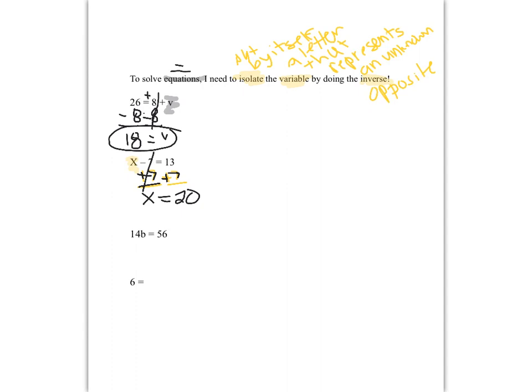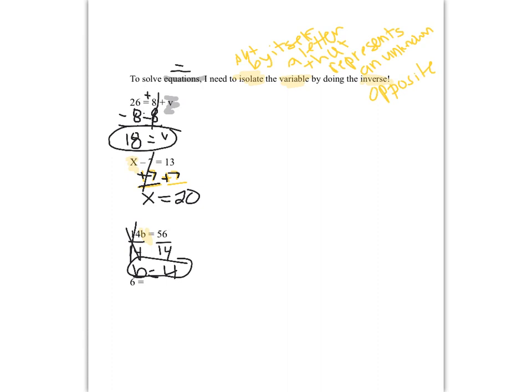So we know the inverse of multiplying is dividing. So I'm going to divide both sides by 14. Let me re-highlight that b. I'm going to divide the left side by 14 and the right side by 14. Those 14s cross cancel each other out, so I am left with just the variable b. And 56 divided by 14 is 4. So b equals 4.